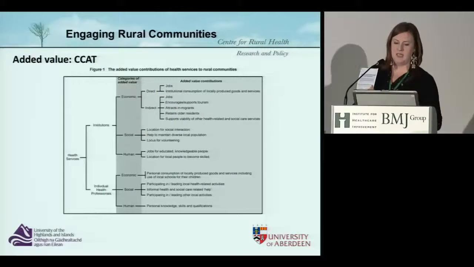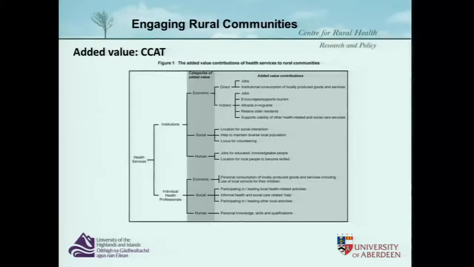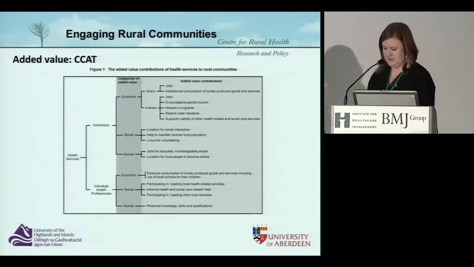But basically what it's looking at is we've got a diagram from Maria here. Can anyone actually read that? This is just in terms of the added value from health services, and if you can read that at the bottom, just in terms of the individual health professionals, research that Maria did in both rural Scotland and rural Australia showed that they bring not only their professional qualifications, but also human, social, and economic capital to these communities. So it gives you a sense of the sort of impact that changing a service like that might have. So that's the CCAT.